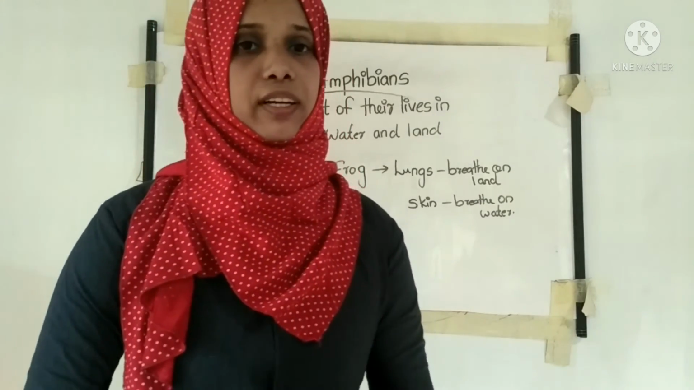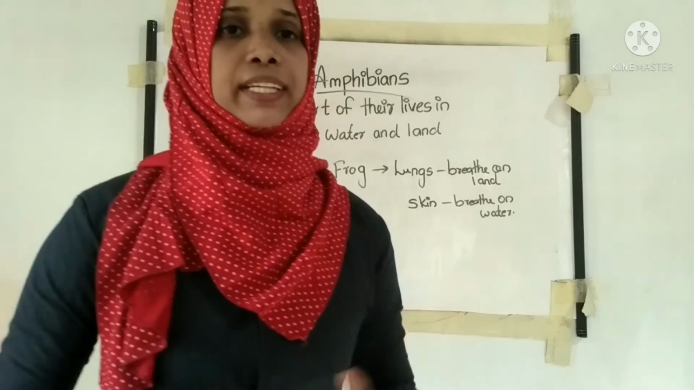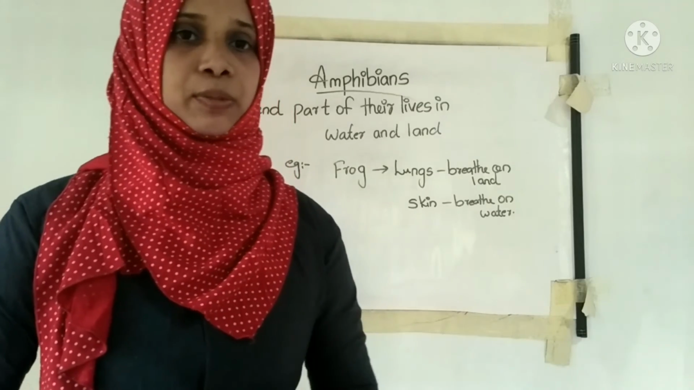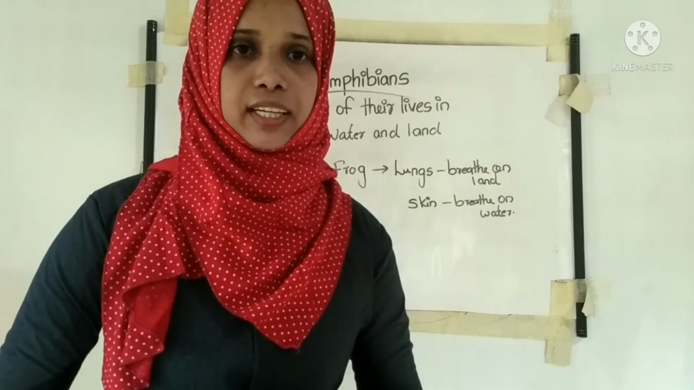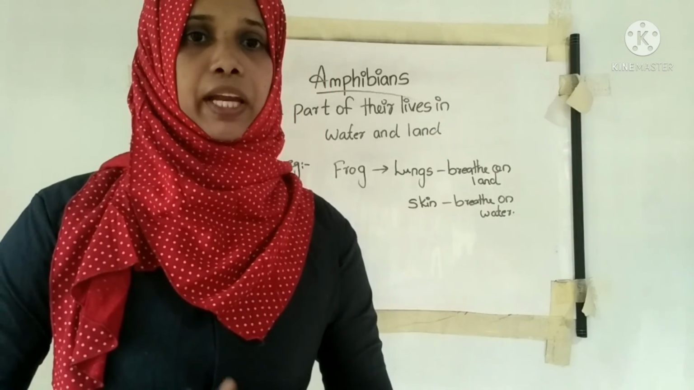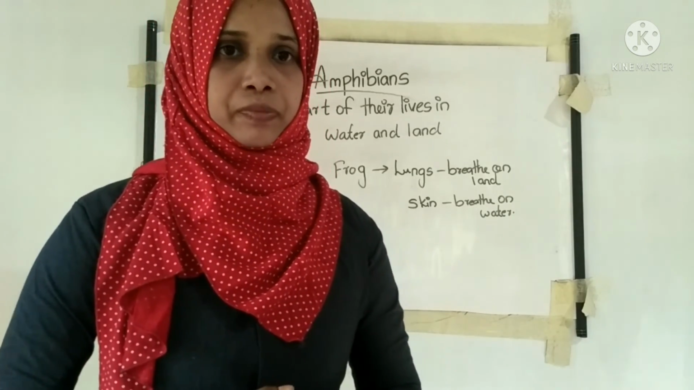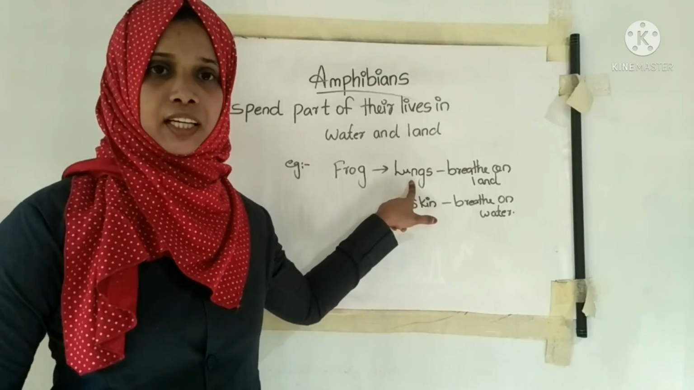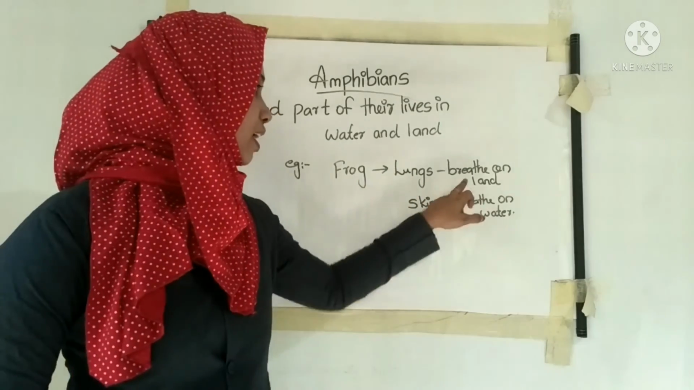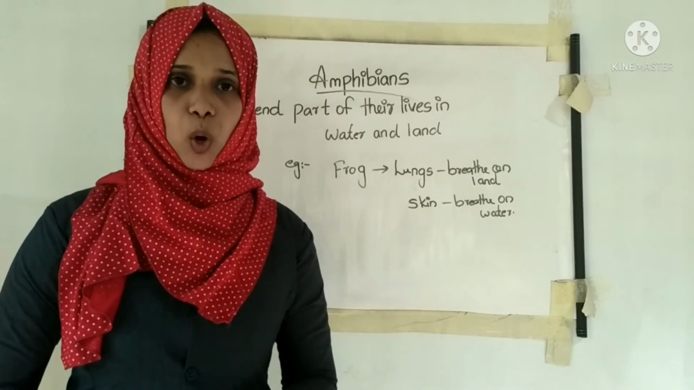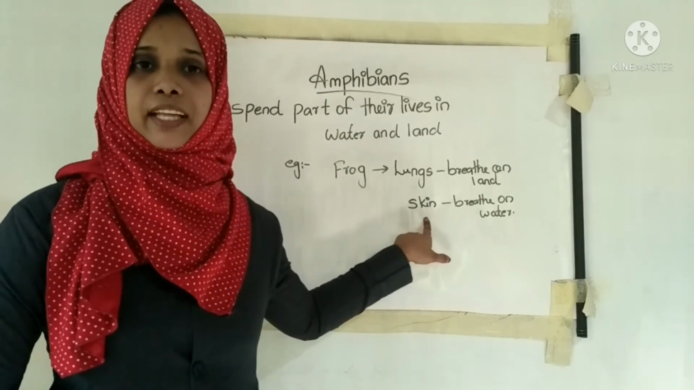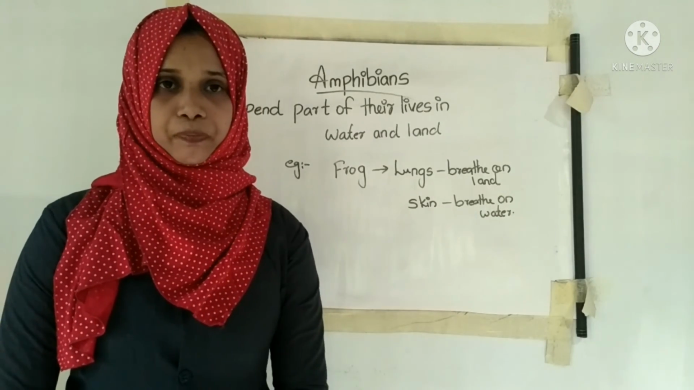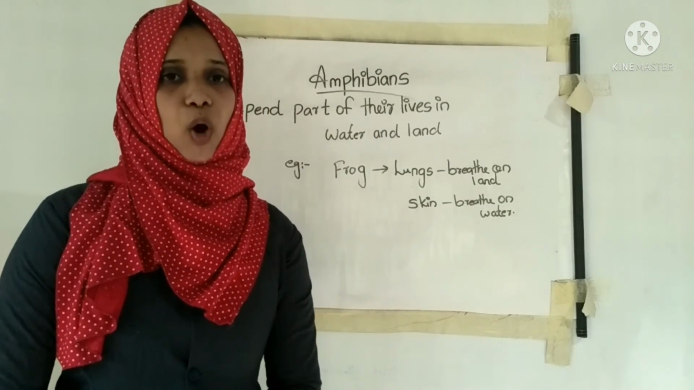Next one and the last one, amphibians. The animals which live part of their life in water and land are called amphibians. Main example is frog. In the case of frog, we can see the lungs which help to breathe on land, and the wet or moist skin helps to breathe in water.